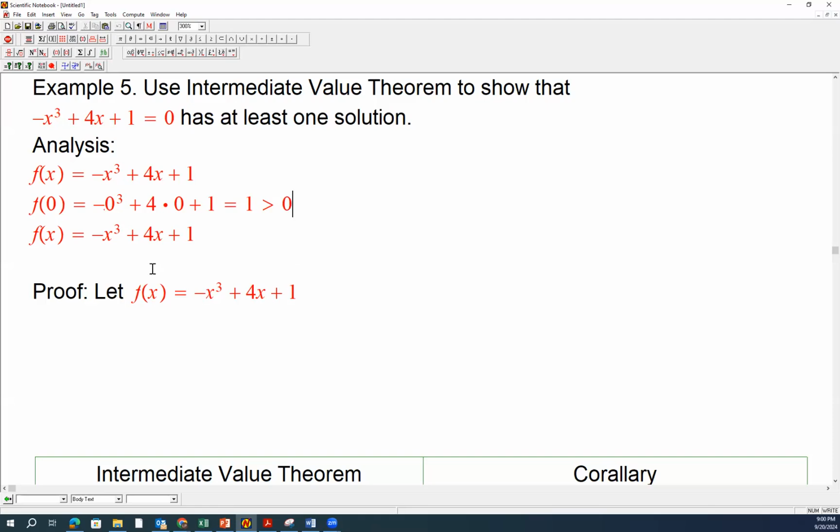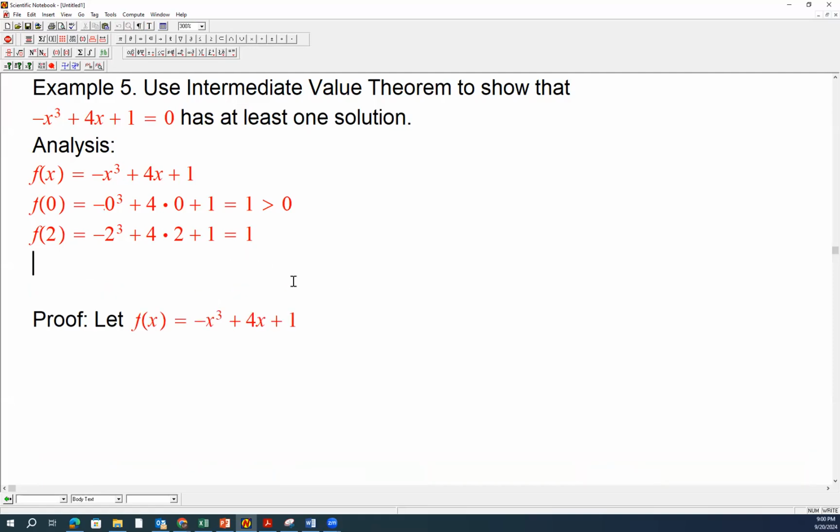And next, we need to choose, let's say, 2, right? If I choose 2, what happens? This is a -8, this is +8. We got a 1 again, so we get another positive number, which is the same. And this is not going to be useful because we want to make the equation equal to 0. So 2 is not a good number.